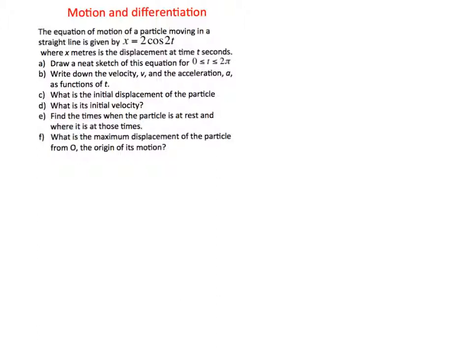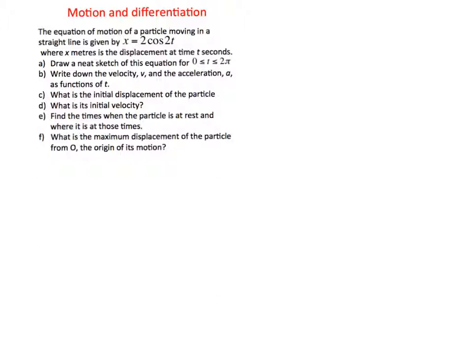All right, so you know that x is displacement. For this question, the equation of motion of a particle is given by x equals 2 cos t, where x is in metres, the displacement, and t is in seconds. Draw a neat sketch of this equation for t between 0 and 2 pi. So you can see these questions build on trig functions.